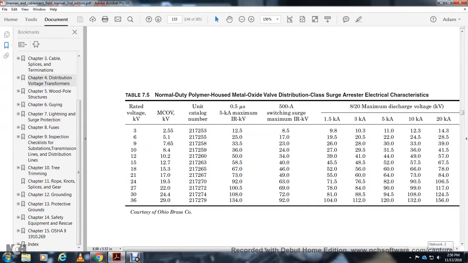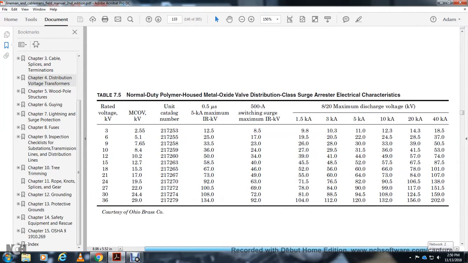Normal duty polymer housed metal oxide valve distribution surge arrestor electrical characteristics: rated volts in kilovolts, MCOV in kilovolts, unit catalog number, 0.5 microsecond kilovolt kiloamp maximum IR kilovolt, 500 amp switching surge maximum IR kilovolt, 8 by 20 maximum discharge kilovolt with 1.5, 3, 5, 10, and 20 kiloamps, 40 kiloamps.